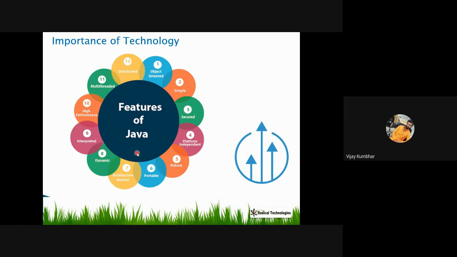Sixth is portable. And there are some additional ones that we'll be discussing whenever we start the sessions: architectural neutral, then dynamic, interpreted, high performance. It also supports multi-threading and distributed computing. That's why Java is more important, and these are the features that make Java important.